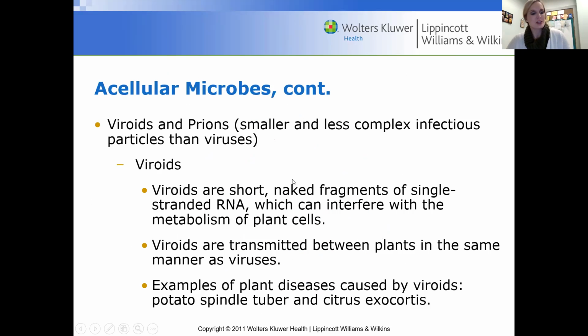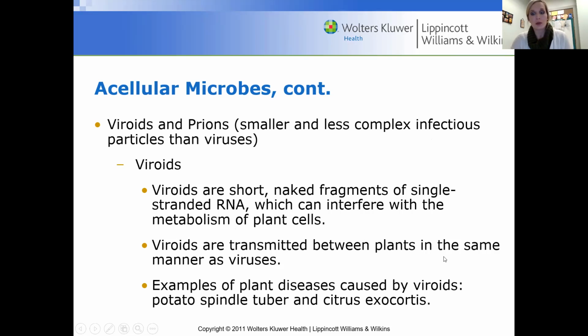As I mentioned before, I want you to be familiar with the terms viroids and prions. These are simply smaller, less complex infectious particles, actually just smaller versions of our viruses. What they infect is the big thing here. Viroids are short, naked fragments of single-stranded RNA which interfere with the metabolism of plant cells. So viroids specifically attack plants. These are not the viruses attacking humans, animals, or bacteria. Viroids are targeting your plants.